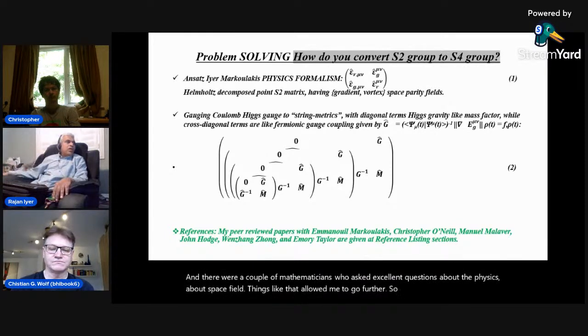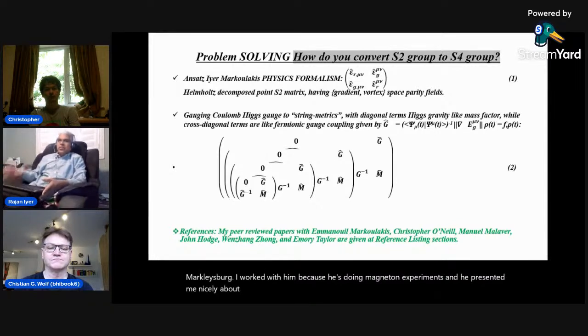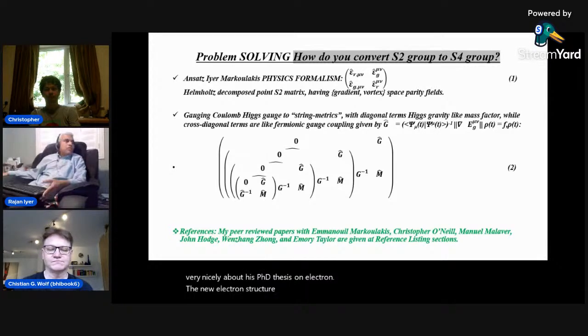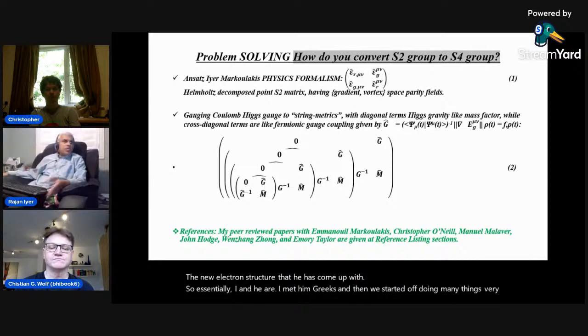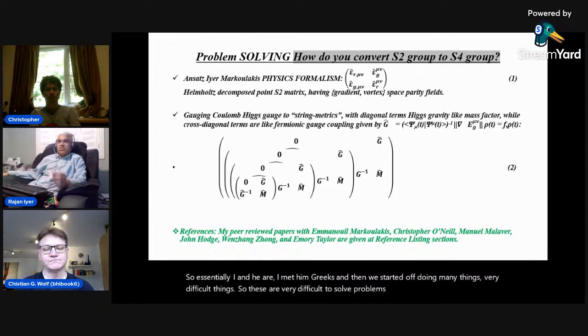So we started with Emmanuel Margulis's work. I worked with him because he's doing magneton experiments, and he presented very nicely about his PhD thesis on the electron, the new electron structure that he has come up with. I met him in Greece, and then we started off doing many things, very difficult things. These are very difficult to solve problems, let me emphasize that. But we have made some headway, and there's a lot more to do. That's the idea of phase 2.